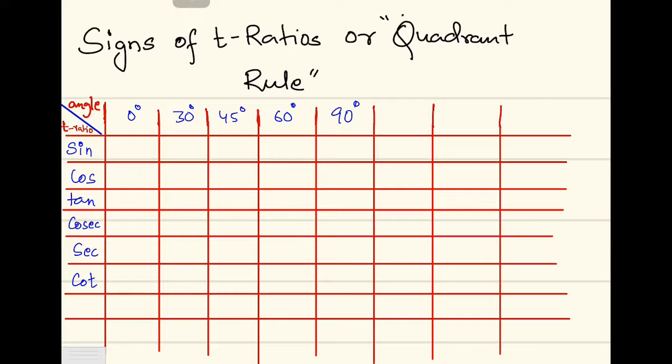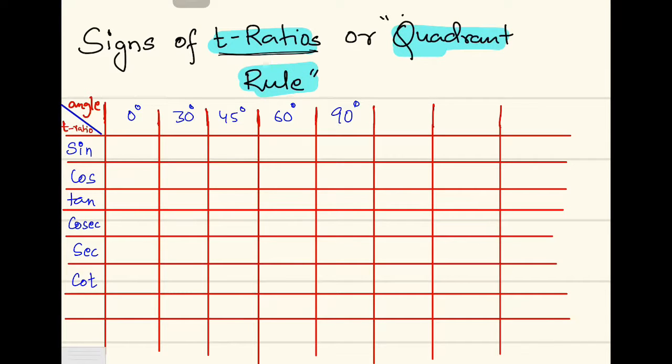In the last class we have already learned about angles and measurements, and different types of measurements of angles. Today we will learn the sign of different trigonometric ratios, t ratios. Check this out, or we say it to be the quadrant rule.